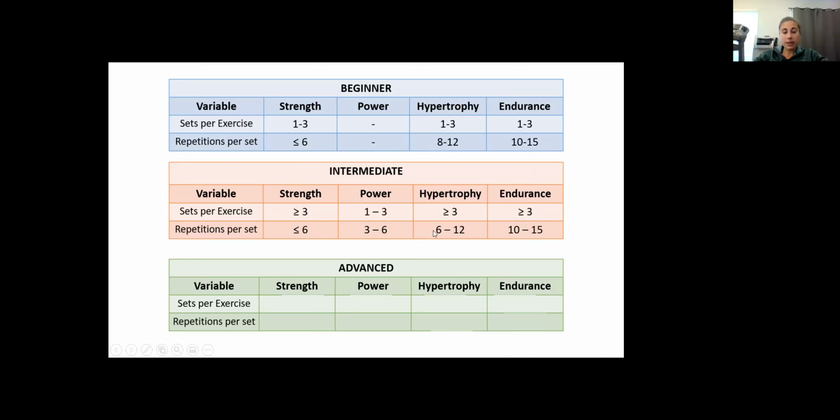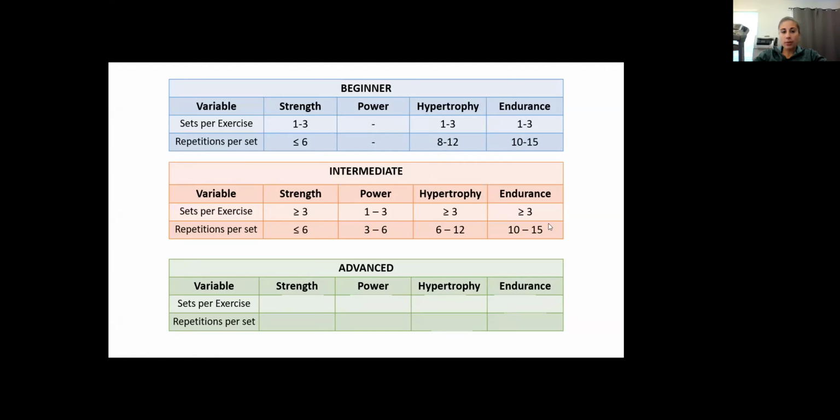Why does it decrease to 6? Because then the client can actually handle more weight and get that adaptation from working with the lower reps, but heavy enough weight. Whereas a beginner won't be able to really get the benefit of hypertrophy with the weights they're probably choosing, because they're not going to be heavy enough to stimulate the hypertrophy. Okay.